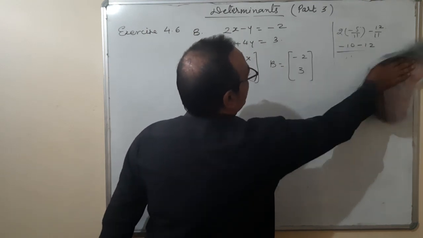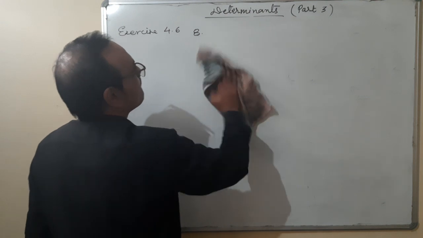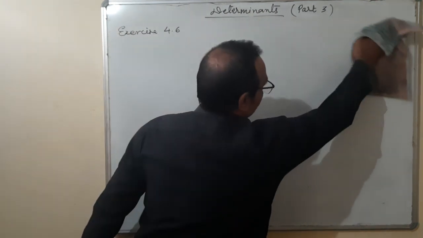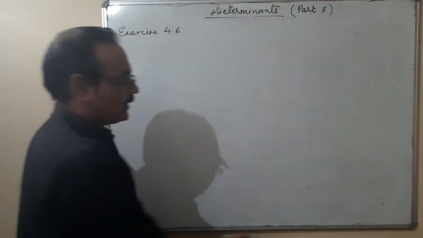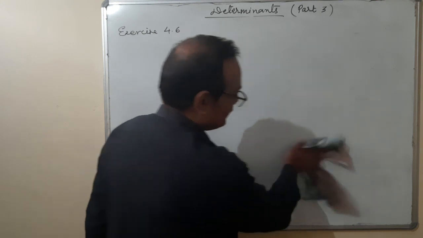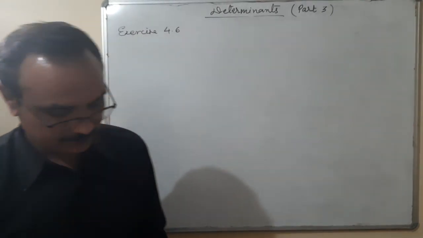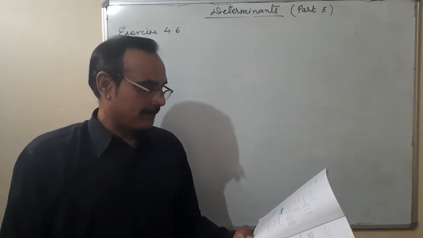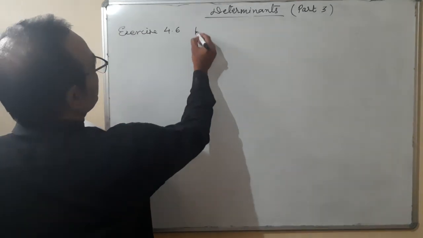Now one question I am taking in which there are 3 variables. How many variables are there? 3 variables. And finding the values of x and y. I am selecting question number 14.